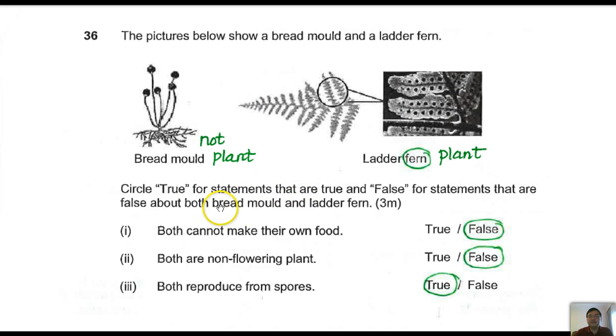Okay, some facts about the bread mold and the ladder fern. Number 1, both cannot make their own food. This is false because the plant can make its own food. Number 2, both are non-flowering plants. The ladder fern is a non-flowering plant, but the bread mold is not a plant at all. Therefore, it is false. Both reproduce from spores. That is true.